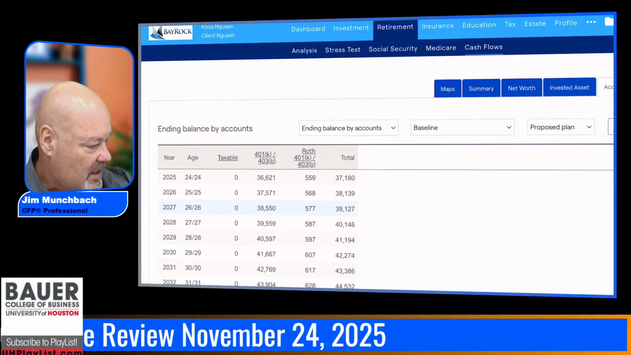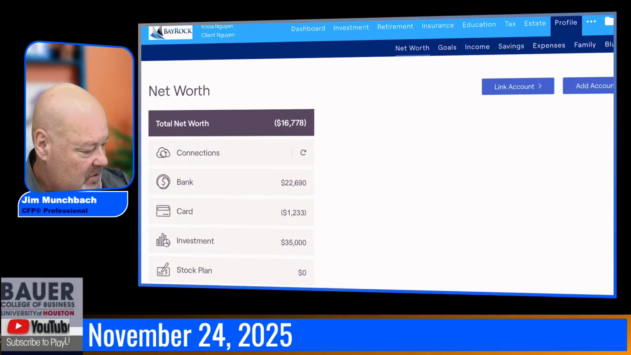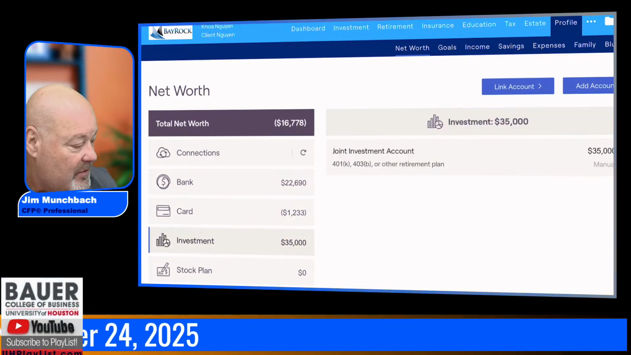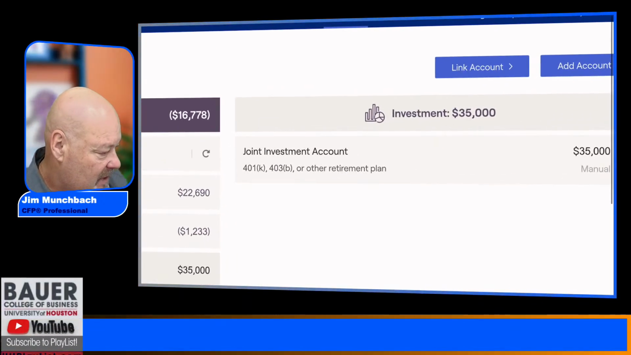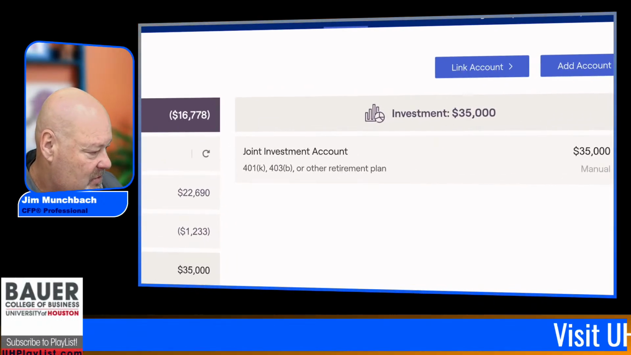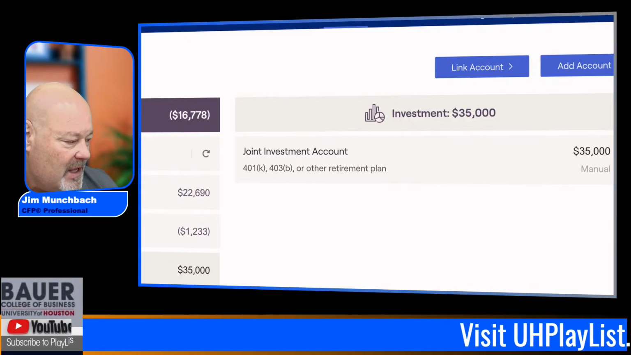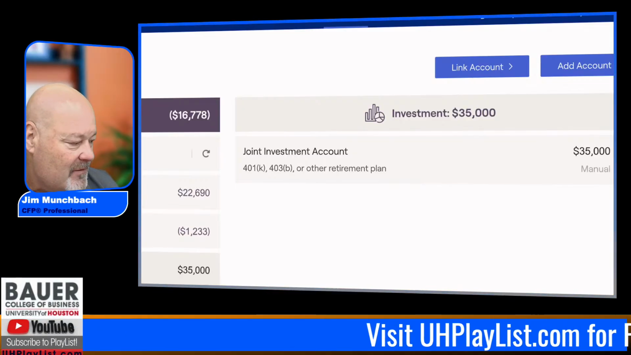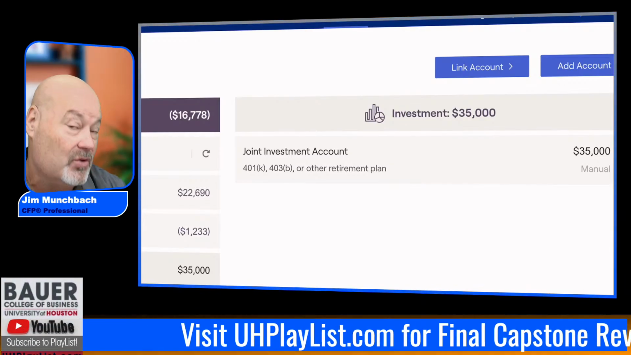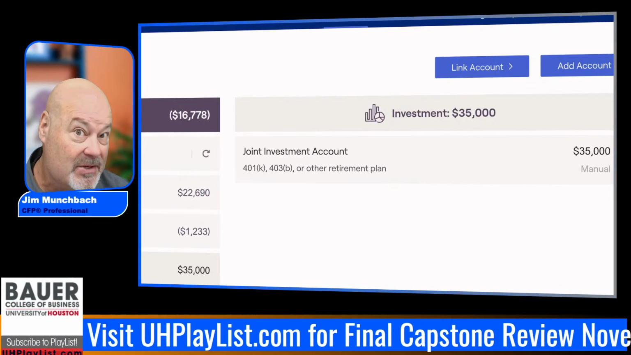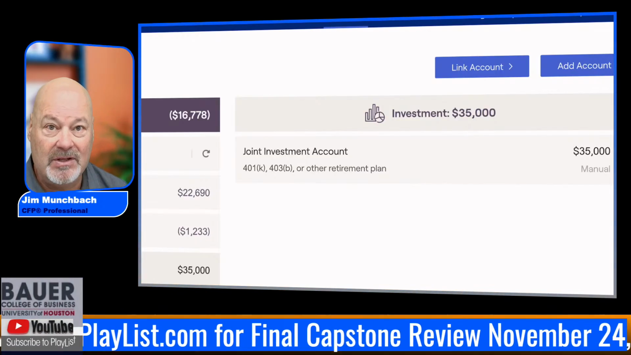That's not great. So let's go over here to profile. Let's just look at investments. Yeah, it shows you have 35 grand. So in this joint investment account, we have joint investment account 401k. That's weird. That joint investment account, you set that up manually. So let me just give you a clue here. 401k is never a joint account, it's an individual.